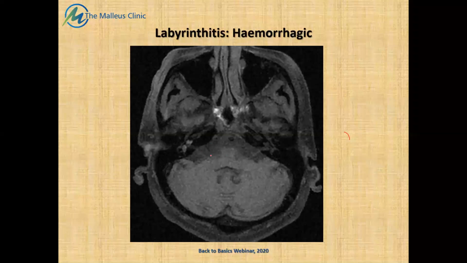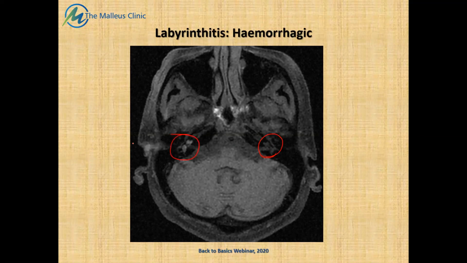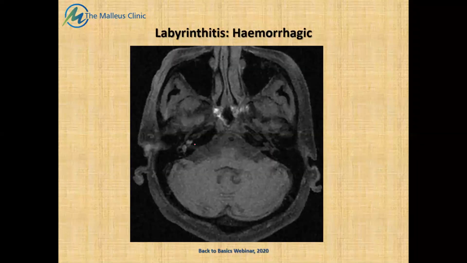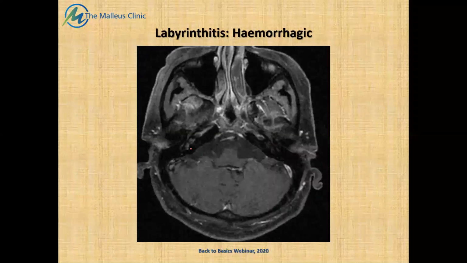Normally on T1, the labyrinth is isointense, as you can see on the left side. But on T1 pre-contrast images, the hemorrhagic labyrinth becomes hyperintense. So this is what a hemorrhagic labyrinthitis looks like. In case you are suspecting a hemorrhagic labyrinthitis, once you give contrast to the patient, there is not much of an increase in the hyperintensity.